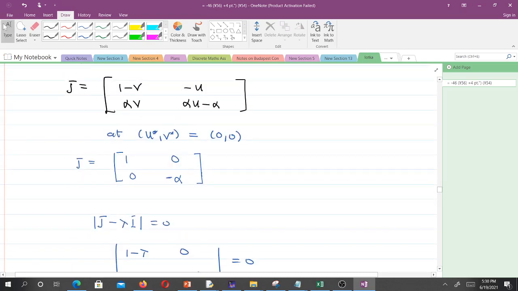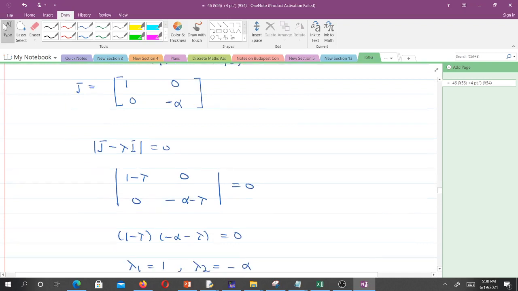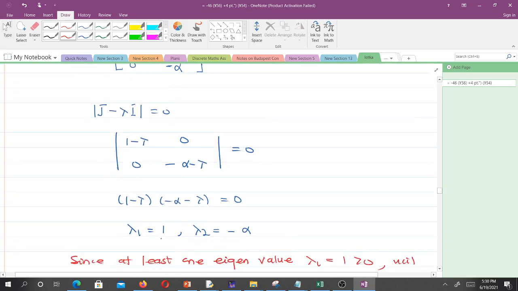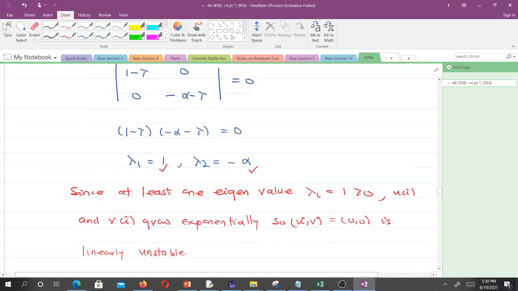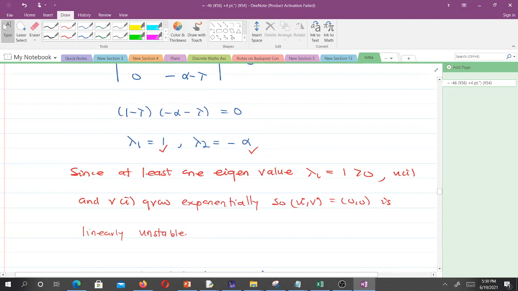So now you have to take the first fixed point. At u star v star equals 0 0, wherever you see u, put 0, wherever you see v, put 0, and you will get 1 0 0 minus alpha, right? So when you find the eigenvalues of this Jacobian matrix, you are going to get 1 and minus alpha. Since at least one eigenvalue, lambda 1, is positive, it means that u of tau and v of tau grow exponentially. So the fixed point 0 0 is linearly unstable.